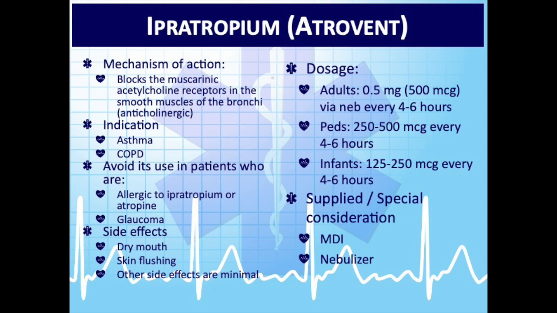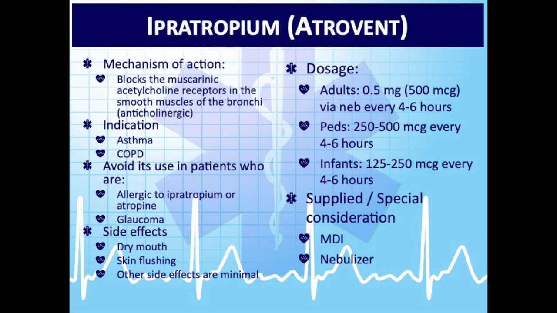The mechanism, like I said before, it blocks your muscarinic acetylcholine receptors in your smooth muscle along your airway, and thereby blocking those muscles, it helps to bronchodilate, okay? Most of the time you'd always use it in combination with an albuterol. It's available commercially as a DuoNeb, okay?